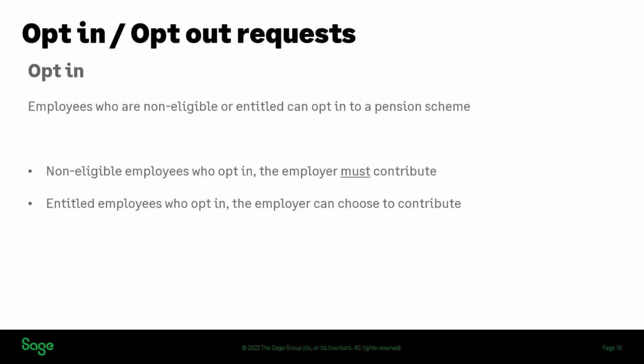Any employees who've been assessed as entitled who opt in, the employer can choose to contribute for this one. So they don't have to. So with entitled employees, it can just be an employee only contributing pension scheme if you wish. Okay, so again, totally down to yourself on that one. But that is only for entitled employees where you get the choice as an employer.